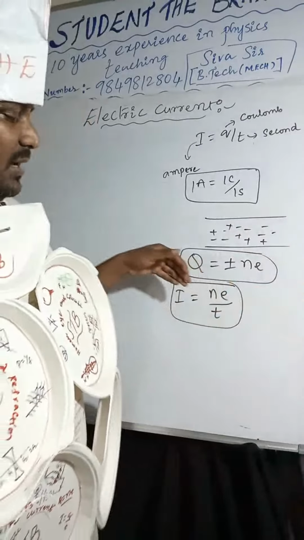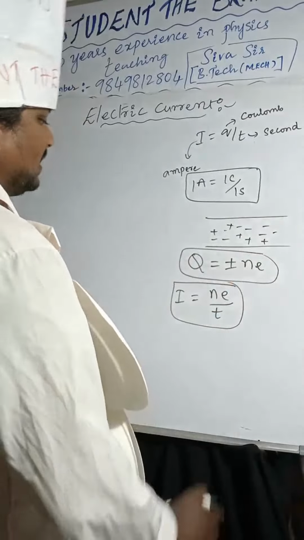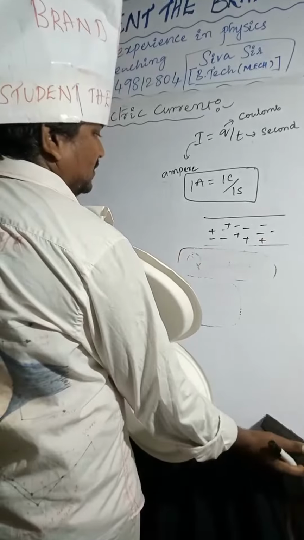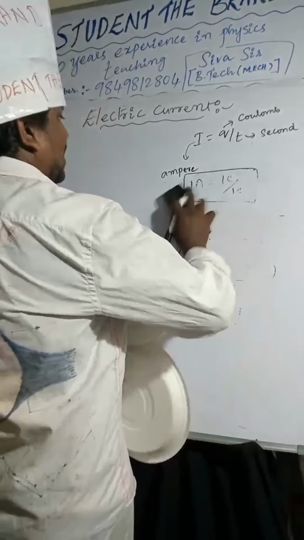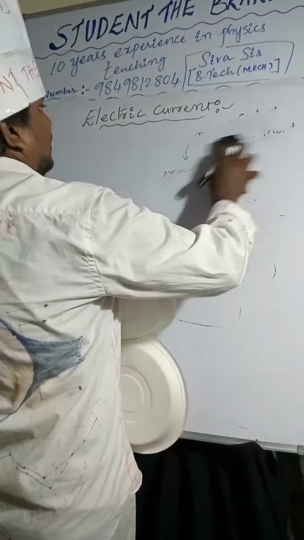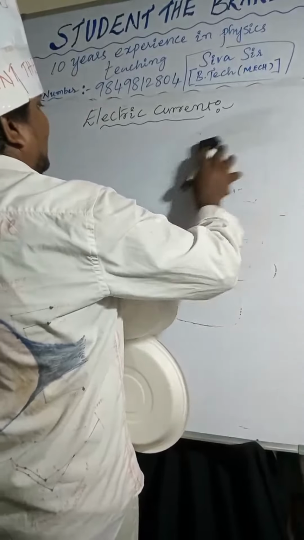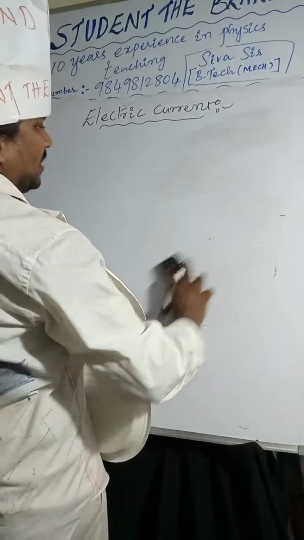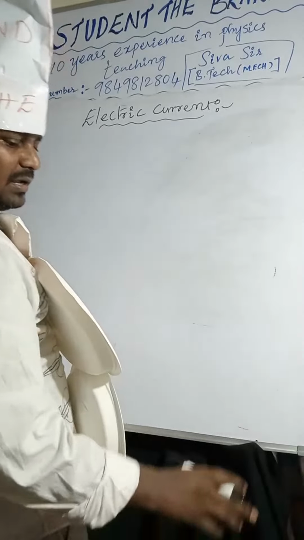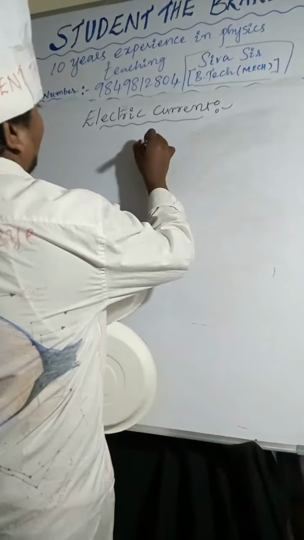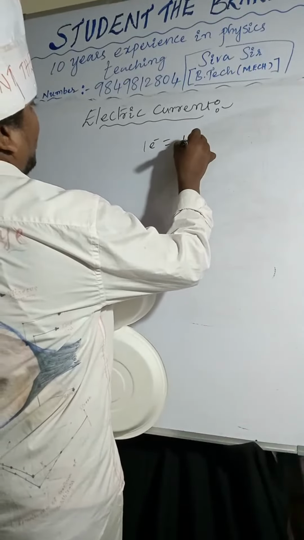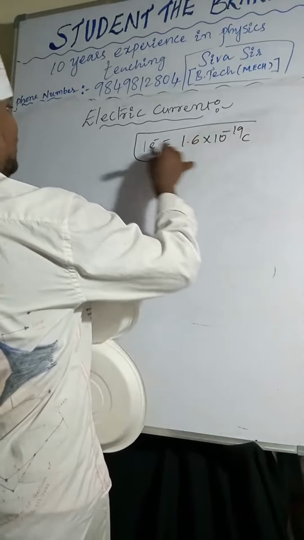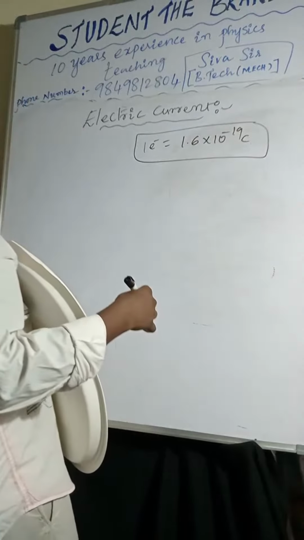Now consider this: on one electron, how much charge is present? That we'll discuss. If you consider one electron, the charge present is 1.6 into 10 power minus 19 coulomb.